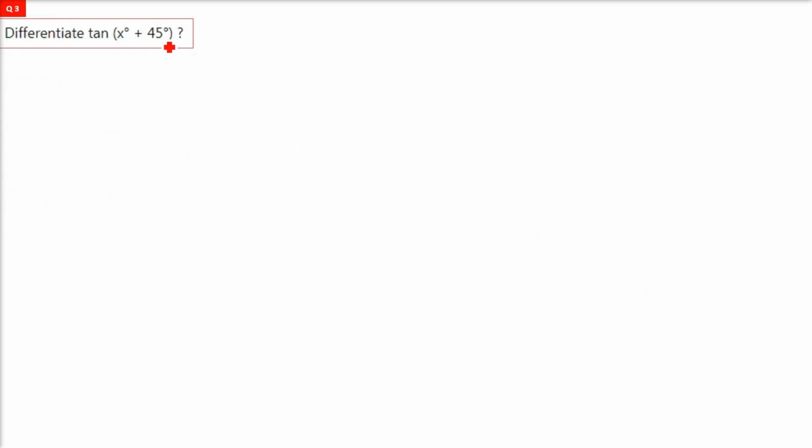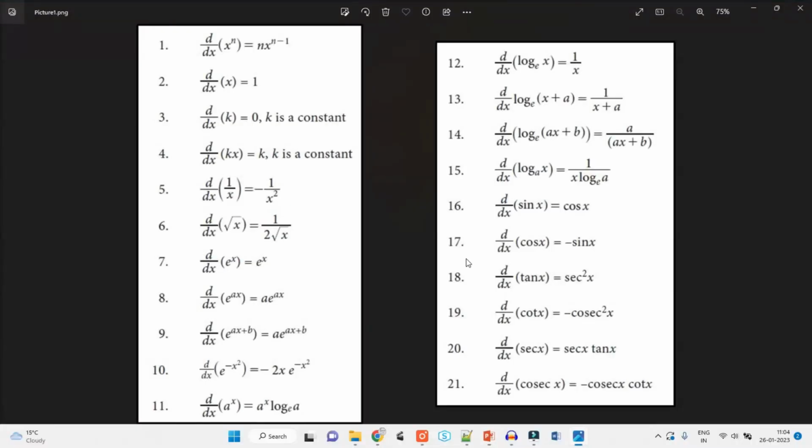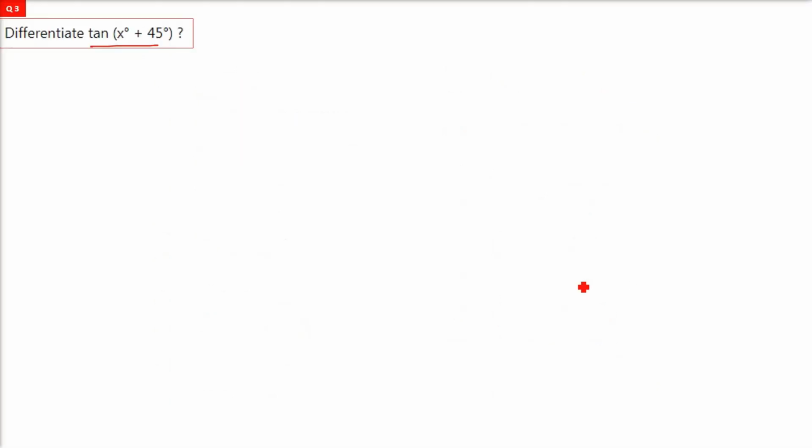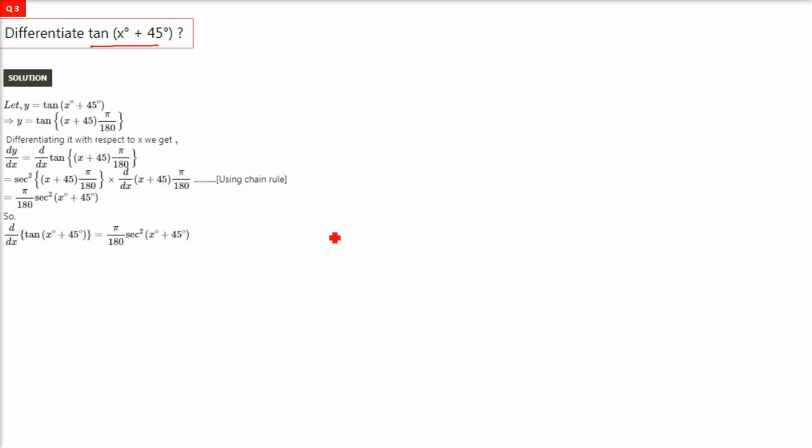This is a simple question which we already saw in the first part. But the only catch here is, if you take d by dx of tan x, it will be sec square x. But we have a degree here, and we don't differentiate when it is in degrees. We always convert it into radians. So you need to convert it to radians first, and then differentiate. Because 180 degrees is equal to pi radians, so in order to convert a degree into radian, you have to multiply it by pi by 180.